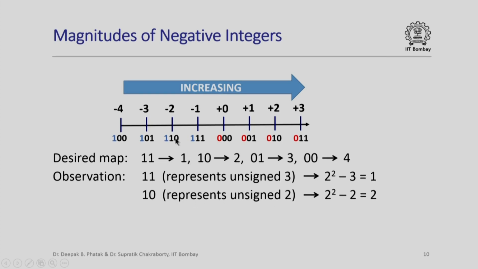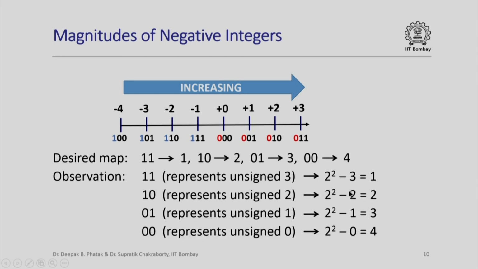Similarly 1 0 as an unsigned integer represents 2 and we want it to represent the magnitude 2, so it can be thought of as 4 minus 2. Similarly 0 1 as an unsigned integer represents 1, we want it to represent 3, so it can be thought of as 4 minus 1 which is 3, and similarly 0 0 as an unsigned integer represents 0, we want it to represent 4, so it can be thought of as 4 minus 0 which is 4.